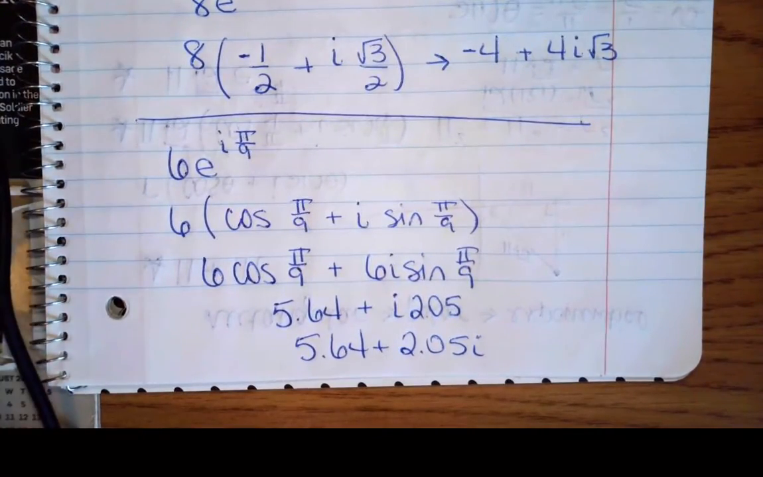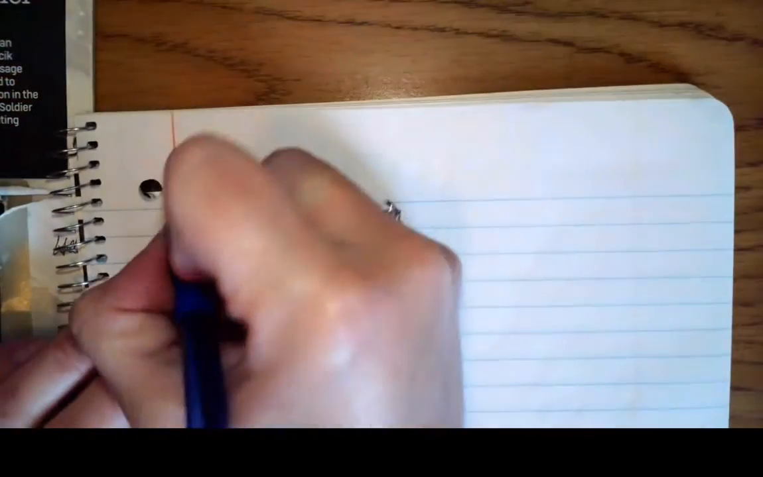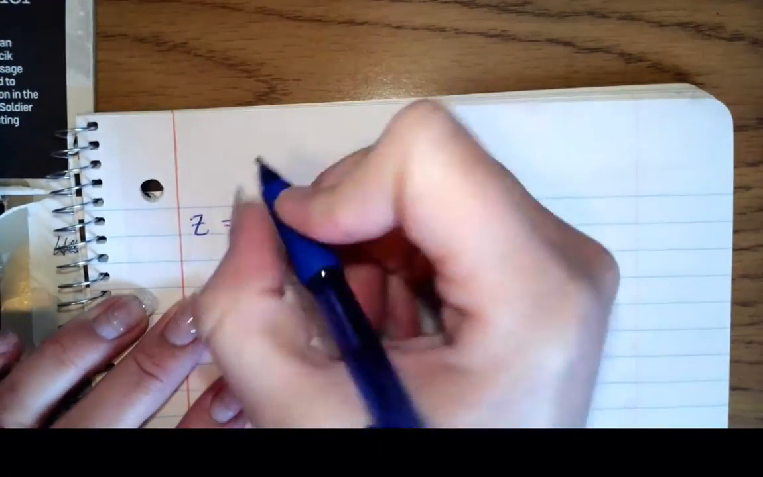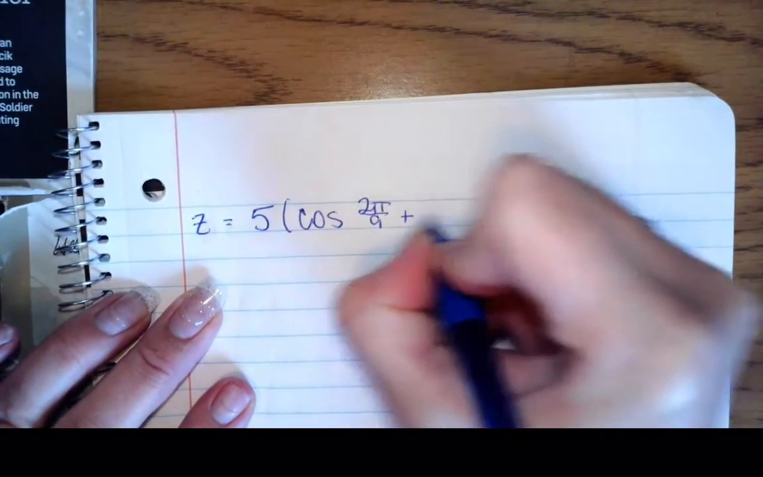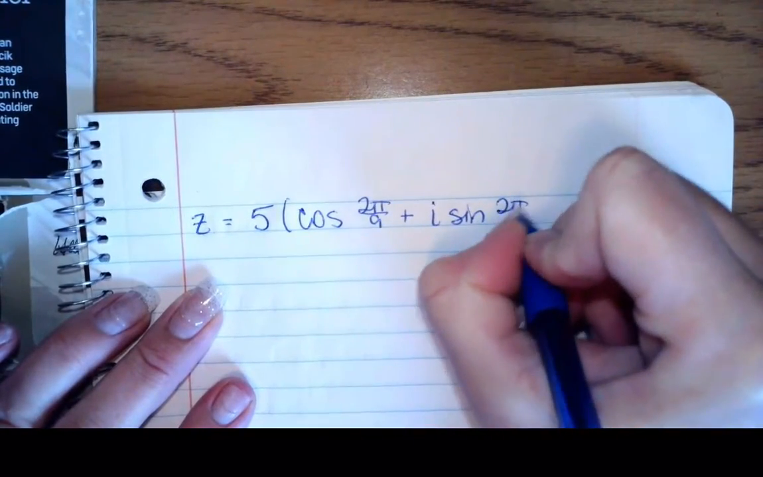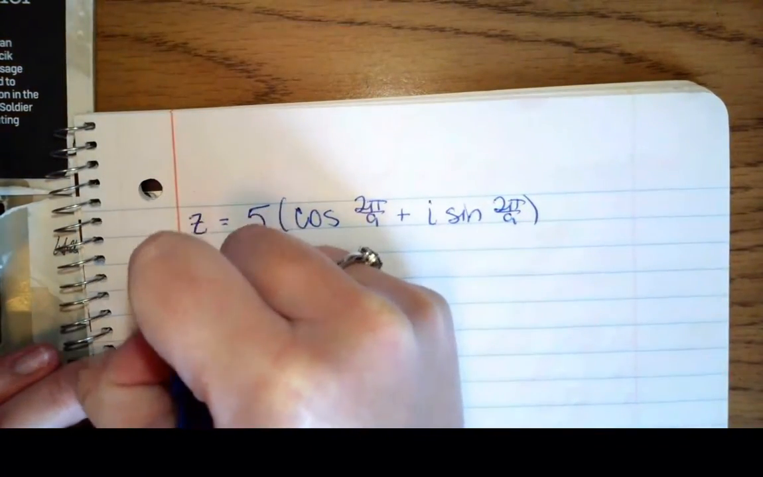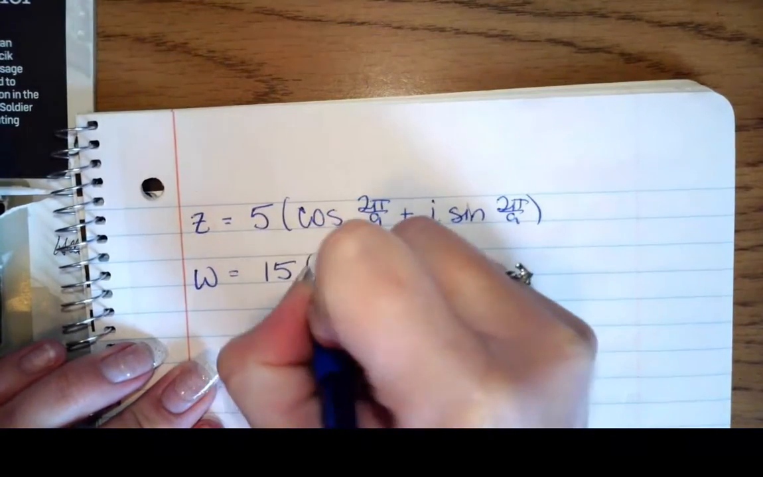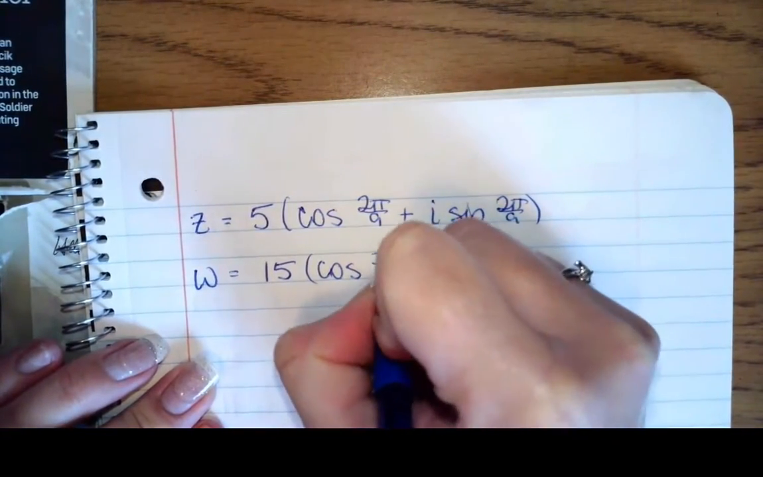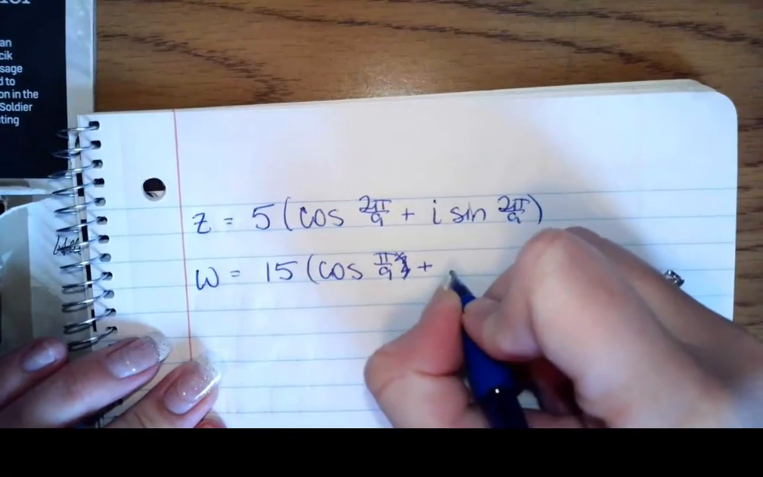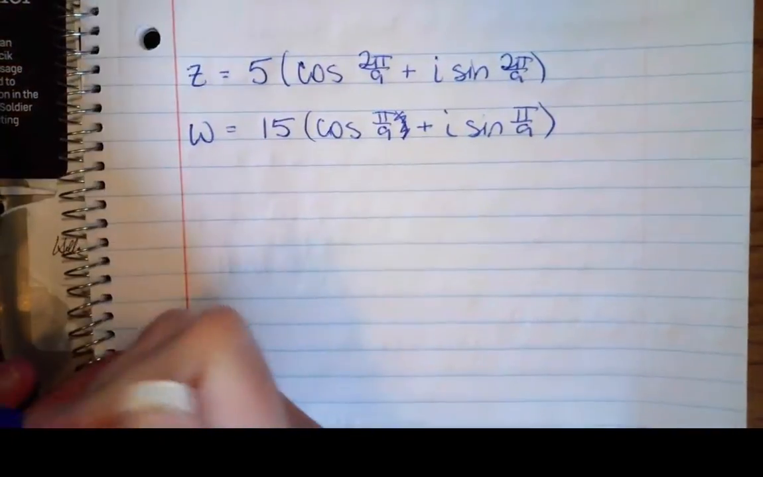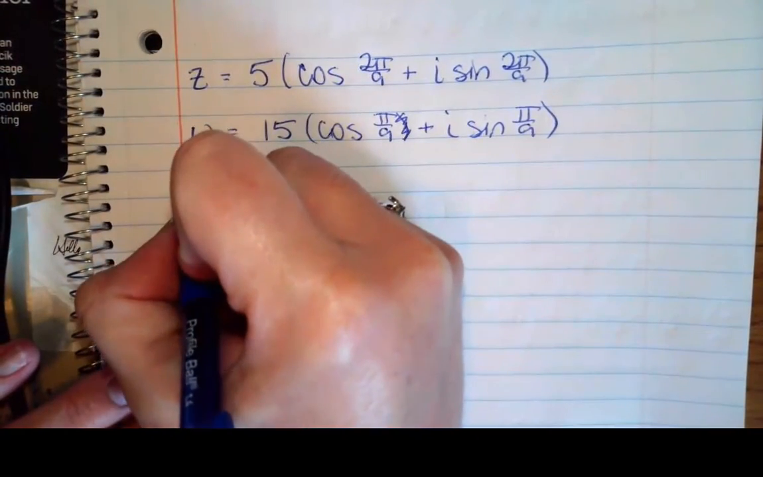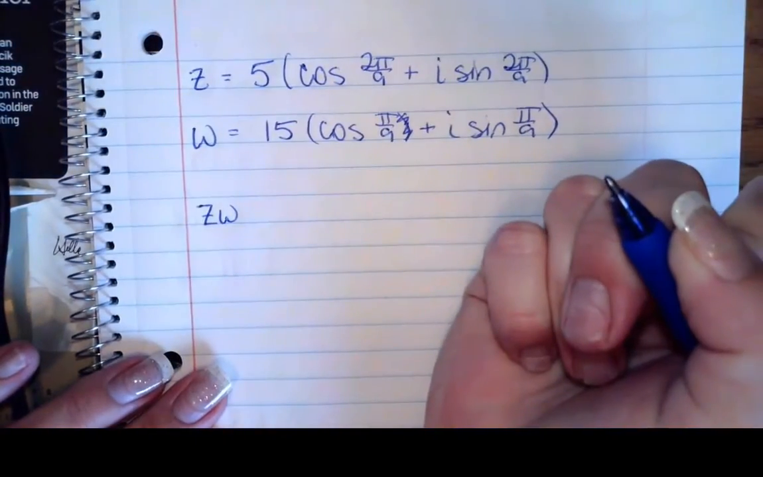Okay, so let's try one more time. Actually, let's not. Let's multiply. So z is going to be 5 times the cosine of 2π/9 plus i times the sine of 2π/9. And then w is 15 times the cosine of π/9 plus i times the sine of π/9. I want to find two different things: z times w, and z over w.